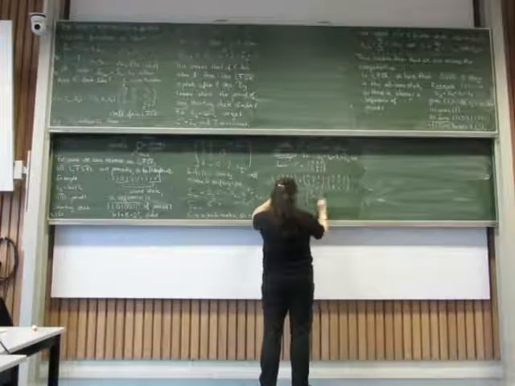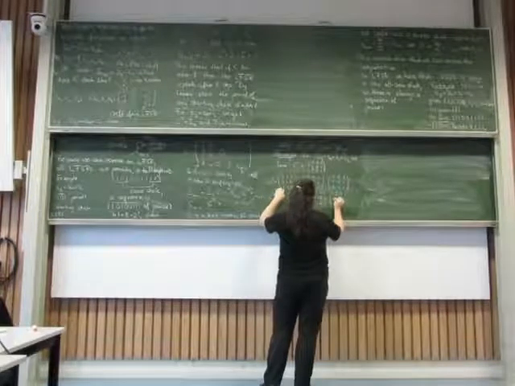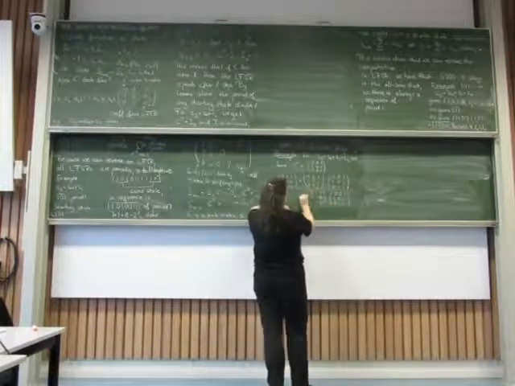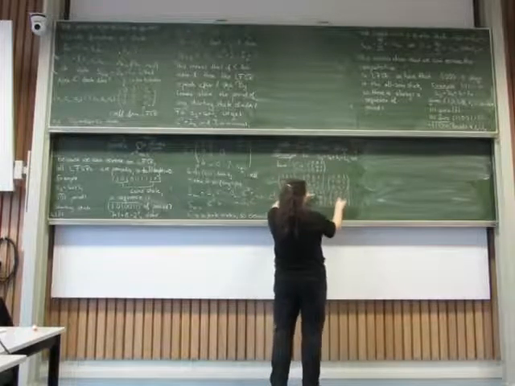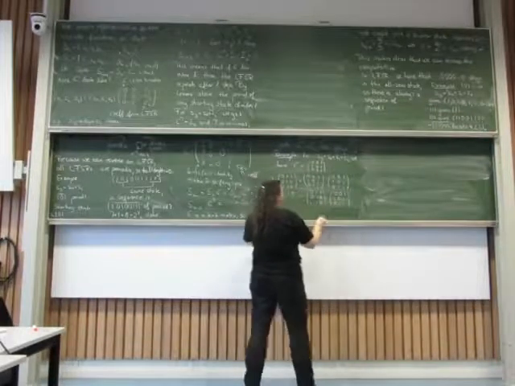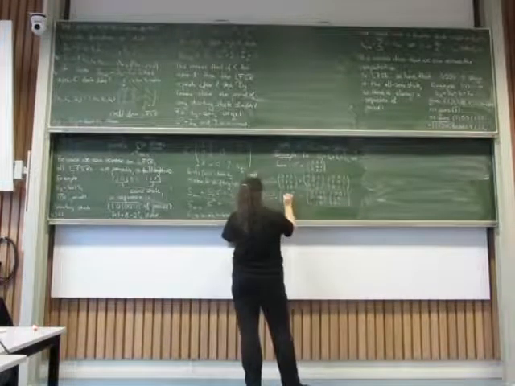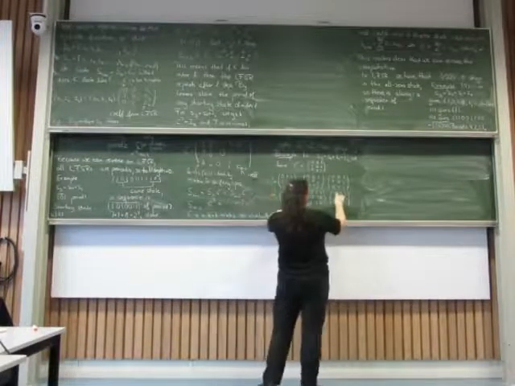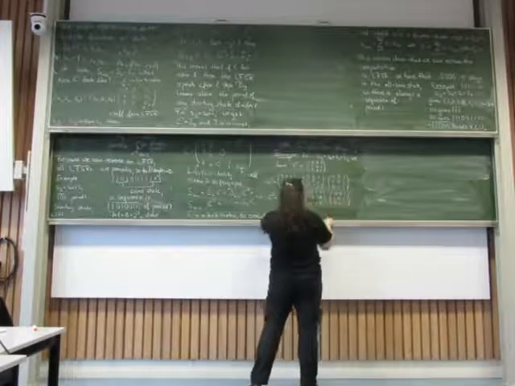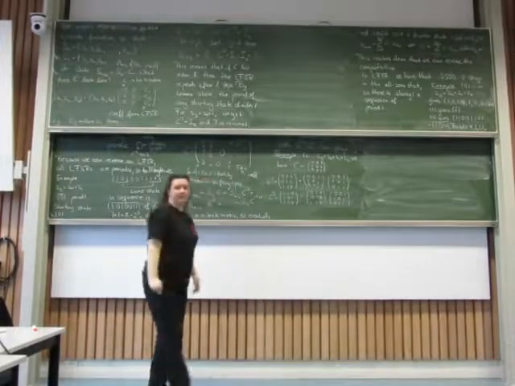0, 1, 0, 1, 1, 0 times 0, 0, 1, 1, 0, 1, 0, 1, 1. I compute this product here, so I have 1, 1, 0 as the first row. Next row is 1, 0, 1. And finally, last row is 1, 0, 0. And again, that's not the identity matrix.